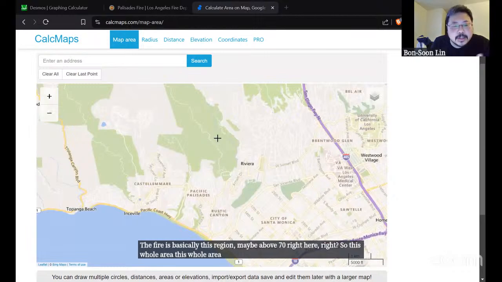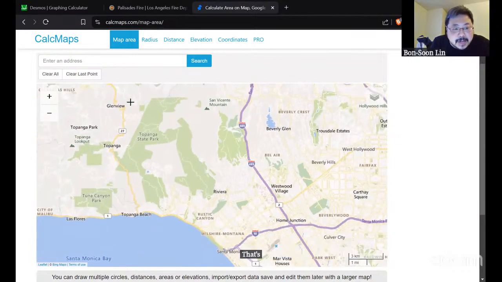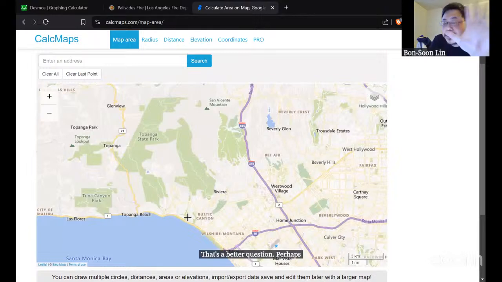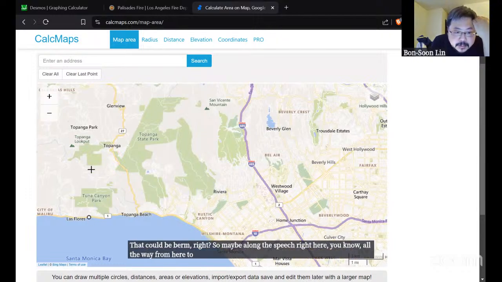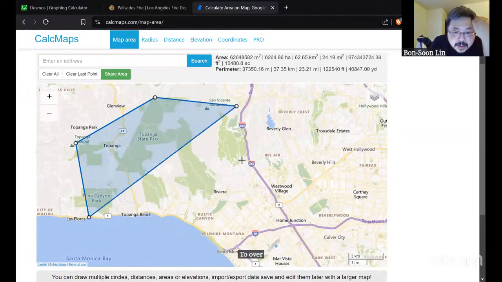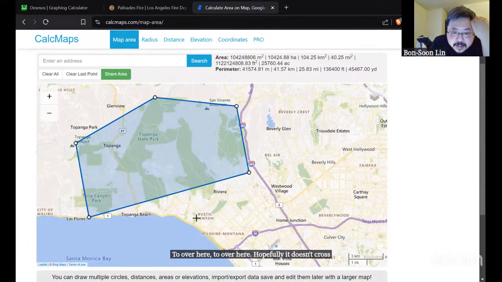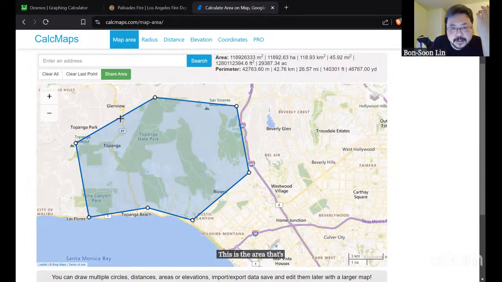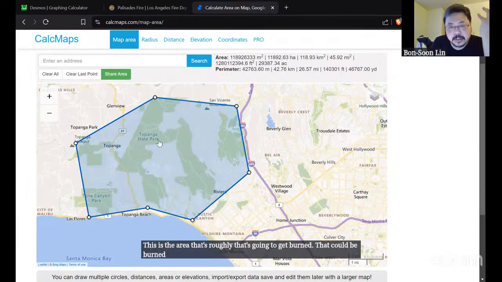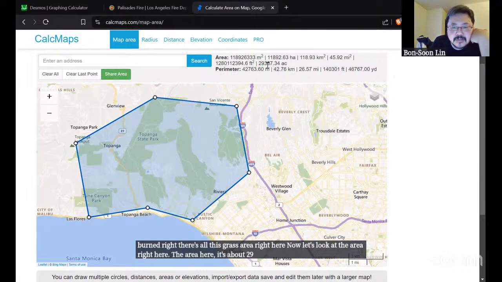So how much do we want to burn? That's a better question. Perhaps zero, right? So how much is there that could be burned? So maybe along this beach right here, all the way from here to Topanga Lookout, to over here, maybe hopefully it doesn't cross the 405, maybe go down here. This is the area that's going to get burned. Okay, that could be burned, right? There's all this grass area right here. Now let's look at the area right here. The area here is about 29,387 acres. Let's just round that to 30,000 acres.